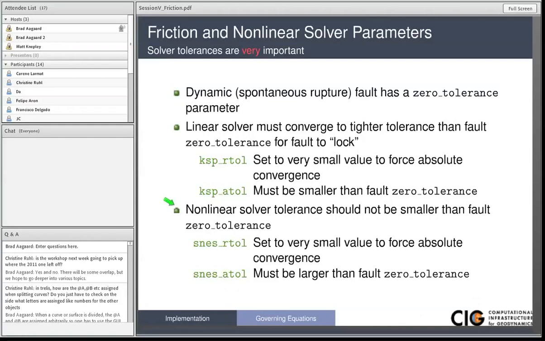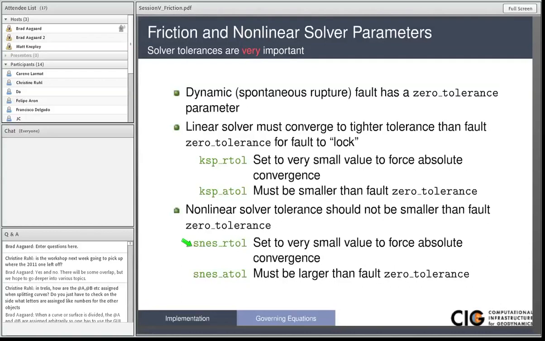On the other hand, our nonlinear solve will have a lot of trouble trying to converge if it's going after a tolerance that's tighter than the zero tolerance, because we really can't resolve anything tighter. We can't resolve fault slip, for example, tighter than the zero tolerance. And so we again don't want to use a relative tolerance. We want to be using absolute tolerances with the friction.